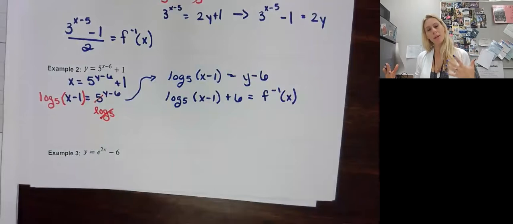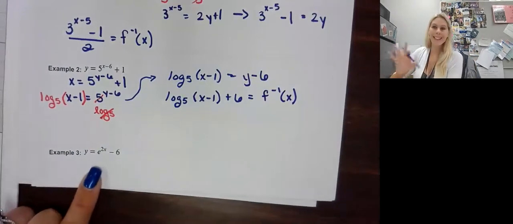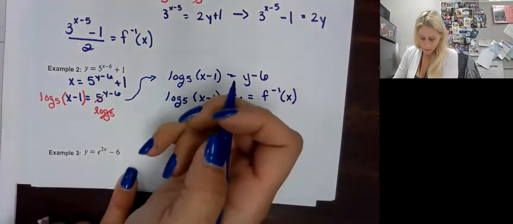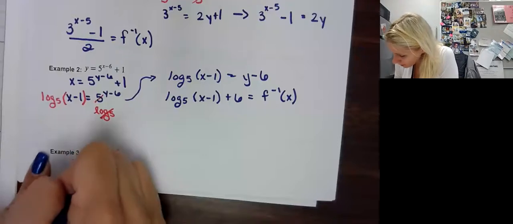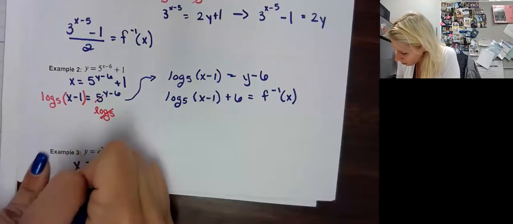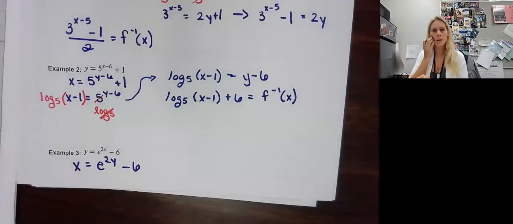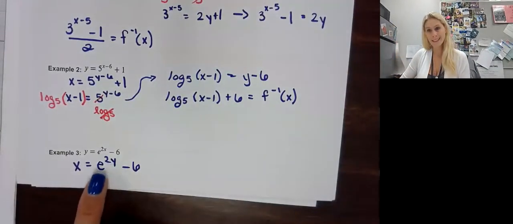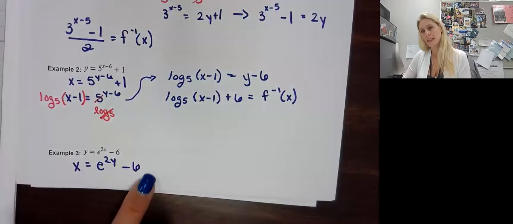One more, and we'll see what you can do on your own, okay? Because I want to get into these ln's and e's because they come up, right? So we're in y equals, so let's switch x and y. So e to the 2y minus 6. Okay, that y is in that exponent, so we've got to get rid of that base e. But I need to get rid of that minus 6 first because it's on the outside there.